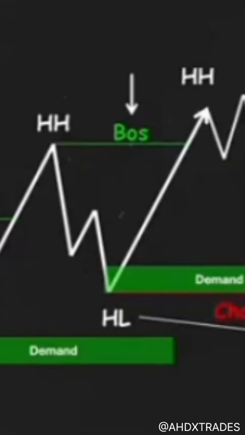A change in character occurs if we get a break and close below this low. This signals that the dominance of the buyers is now in question, and the market may shift structure and enter a downtrend phase. The same concept applies to a bearish scenario.